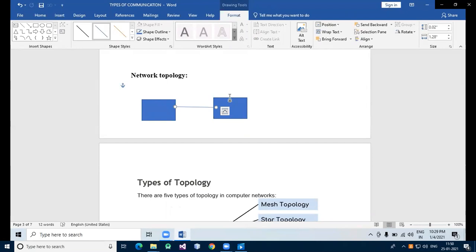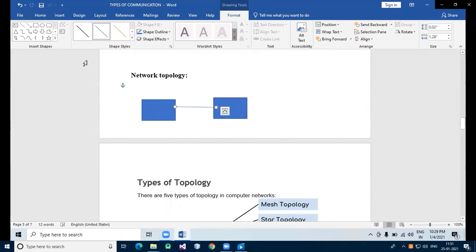Then multi-point connection. What happens in a multi-point connection? A multi-point connection is also called a multi-drop connection. In such a connection, more than two devices are connected to and share a single link. As shown in this figure, like this, two or four devices will connect through one link.